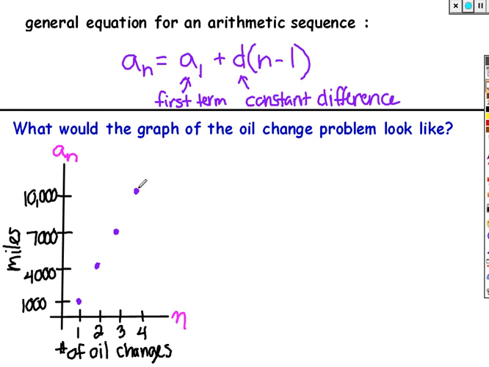Now, this is a discrete graph, meaning I just have these points. It's not continuous. I really shouldn't connect them. I'm not getting like a 1.2 oil change, so I probably shouldn't connect these. But if I did, you should see that line.